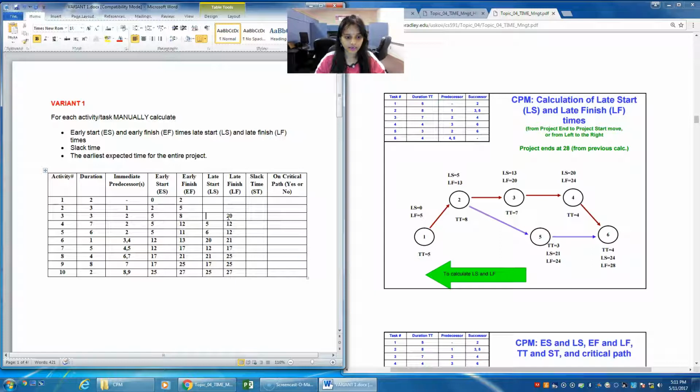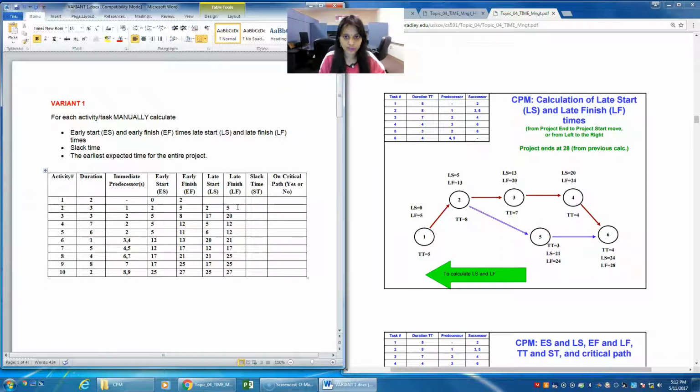So 20 will act as late finish for 3, and now you need to subtract this value. You'll get 17 here. And now later we have 2. So 2 acts as a predecessor for 3, 4 and 5. So out of 3, 4 and 5, the lesser late start is nothing but 5, and it's for activity 4. So you need to provide this 5 as the late finish for 2. Now once you subtract, you'll be arriving with 2 as late start for 2.